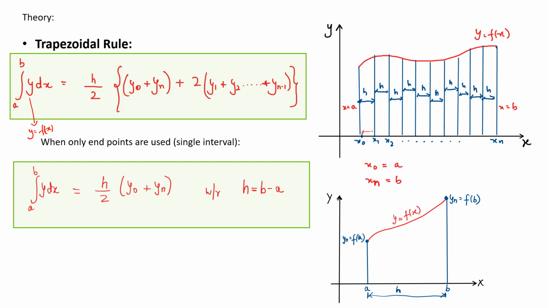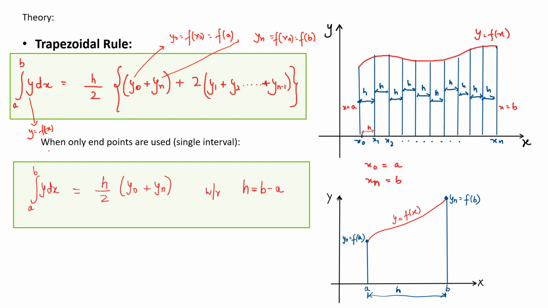elemental length h, then we can use this formula to numerically integrate a function y equal to f of x. Here y naught is just the value of the function at x naught, or at the start of the limit, so at a, and yn is the value of the function at the end of the limit xn, or f at b, and y1, y2 and yn minus 1 are the values of the function in between.